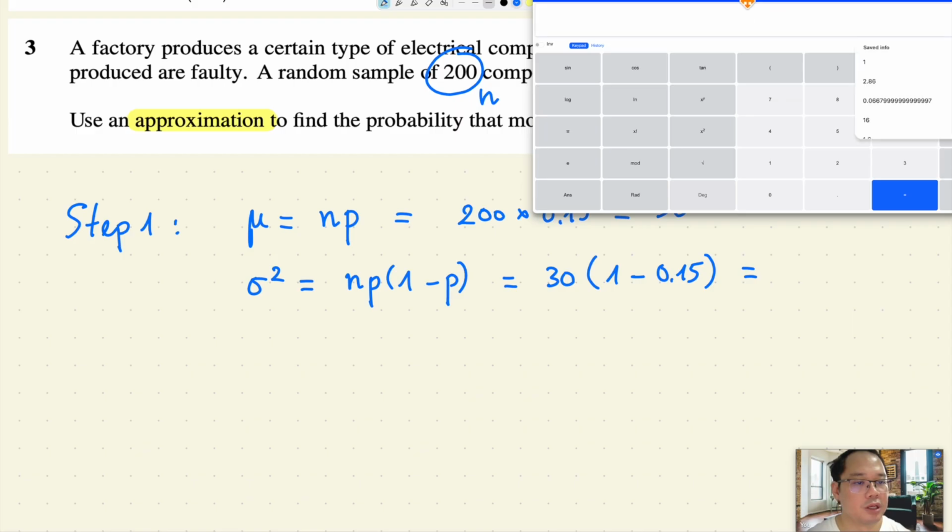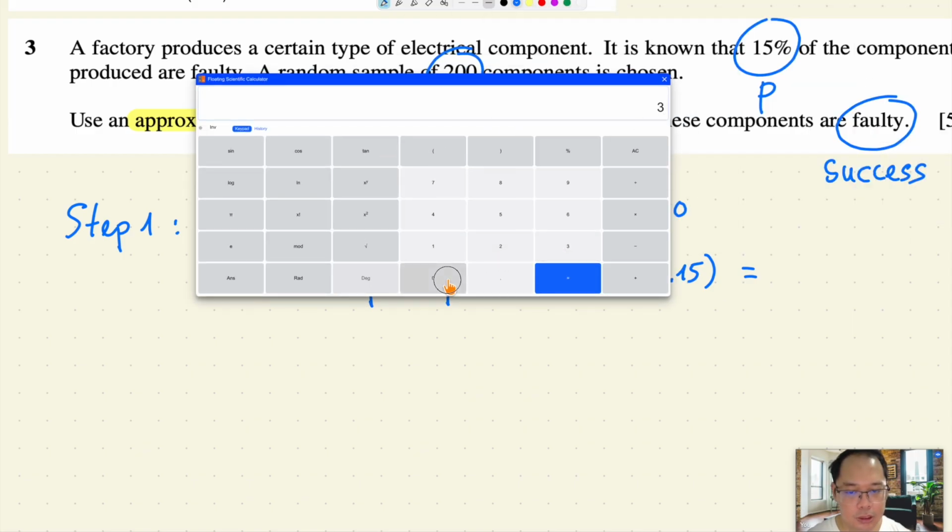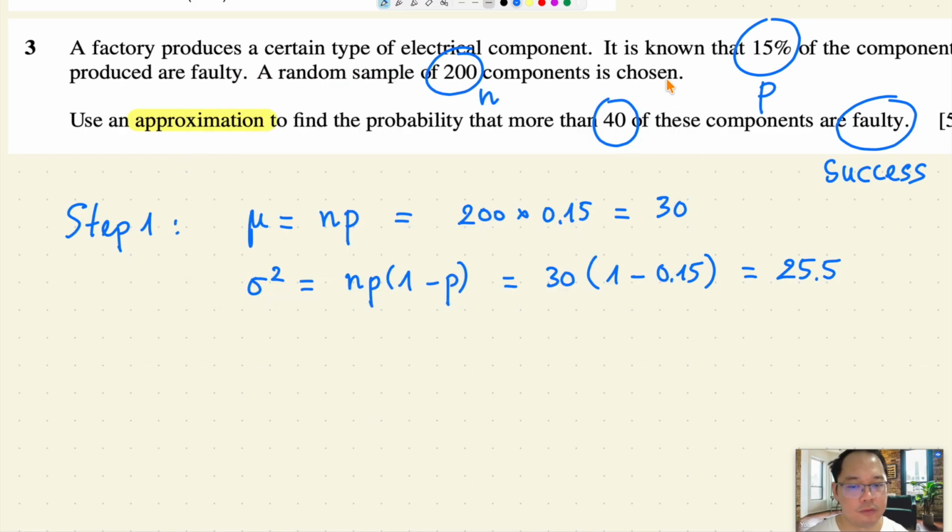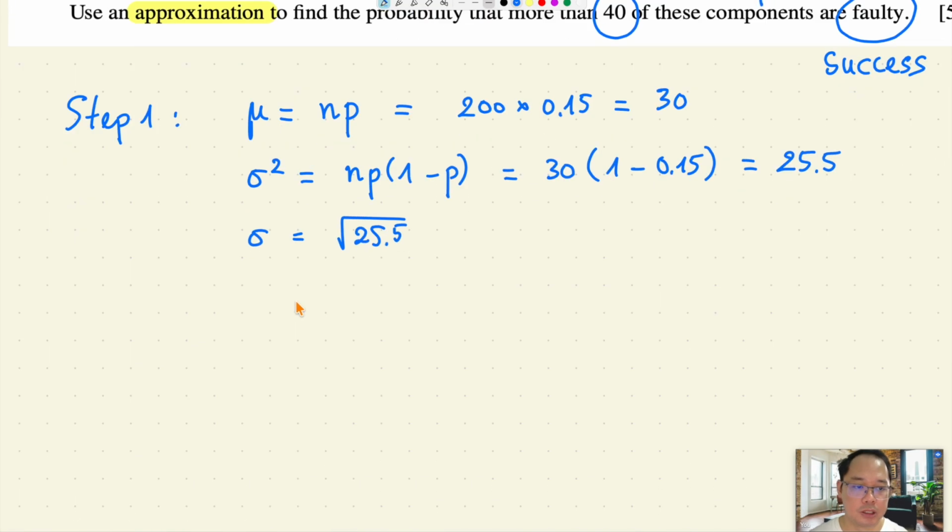The variance is 30 times 0.85, which is 25.5. 25.5 is the variance. Therefore, the standard deviation sigma is the square root of 25.5. Okay, now we can move on to step 2.